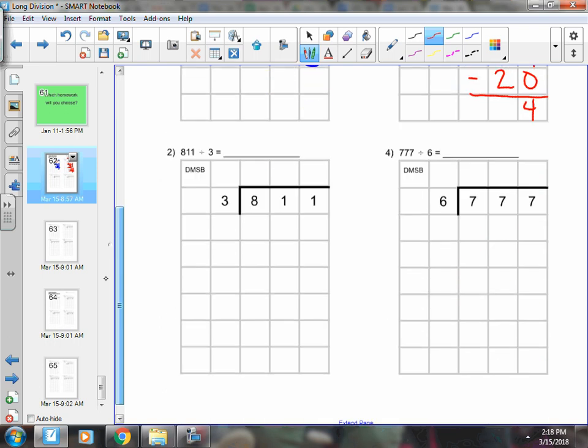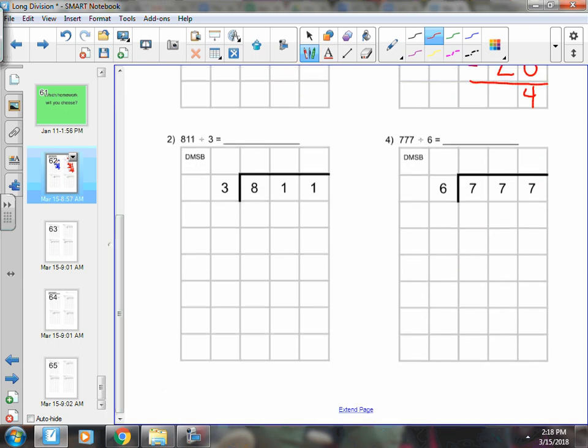Down below, 811 divided by 3. We're thinking groups of 3. 2 groups of 3 will fit inside of 8. Multiply. 2 times 3 is 6. Subtract. Bring down. 3 will go into 21 7 times. Multiply. 7 times 3 is 21.